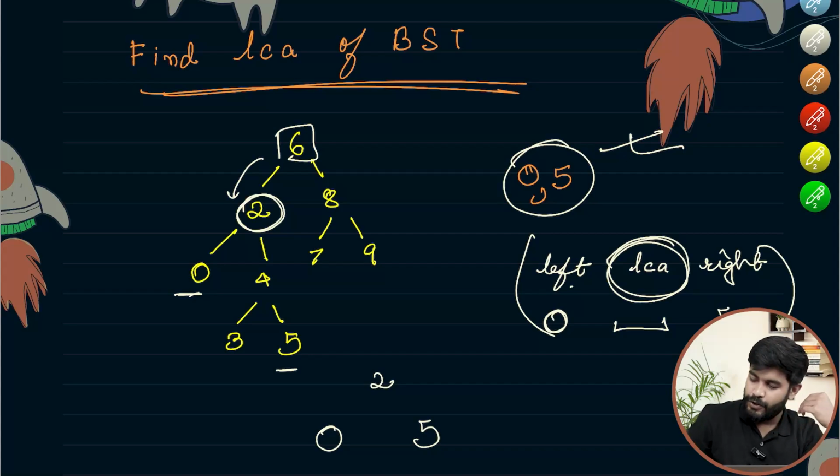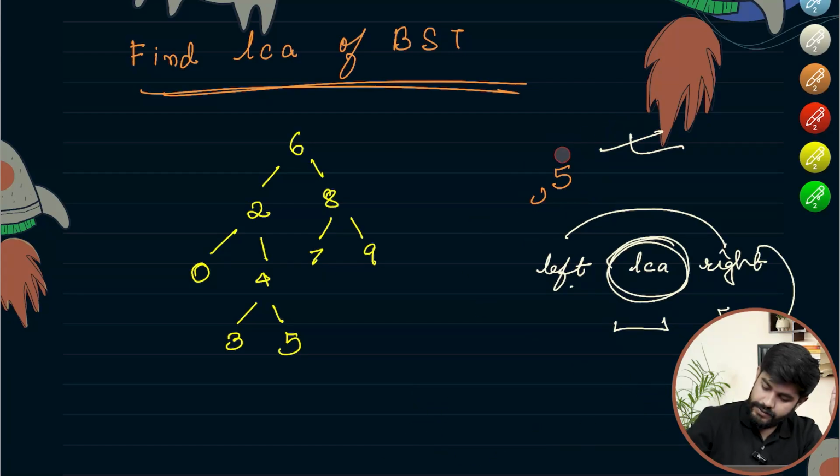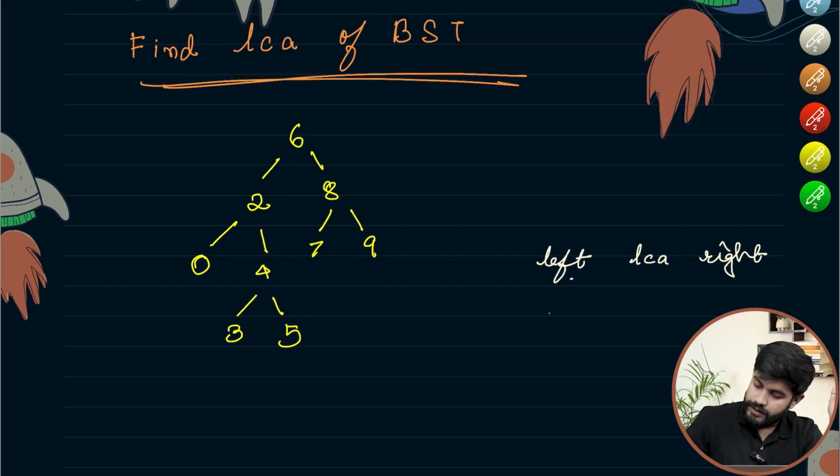Okay. So whenever we have a condition that the LCA is standing between the left and right, that is our answer. Let us verify this more with another example. Now let us try to find the LCA of 3 and 5. See, if you observe, 4 is standing in between. So LCA would always stand in between. So we came at 6.